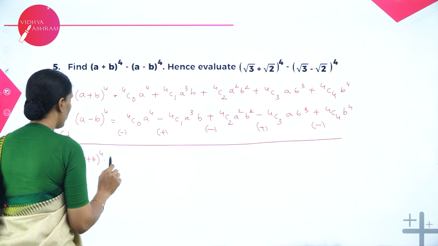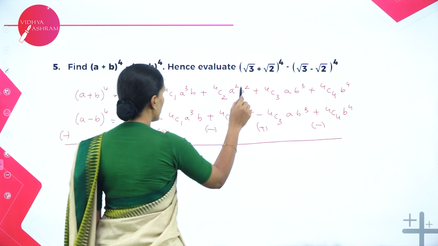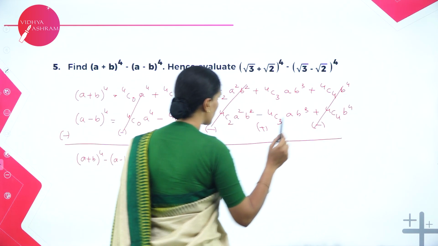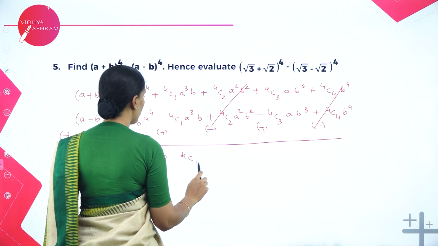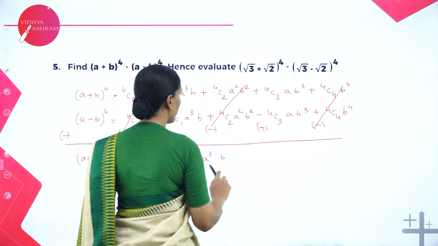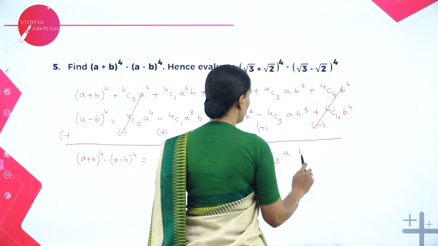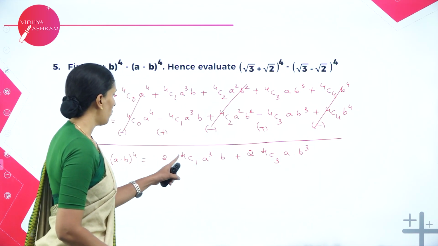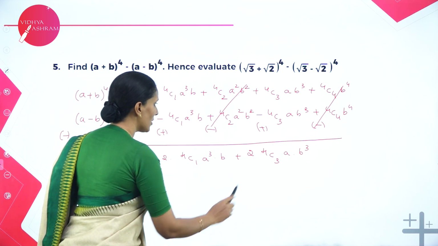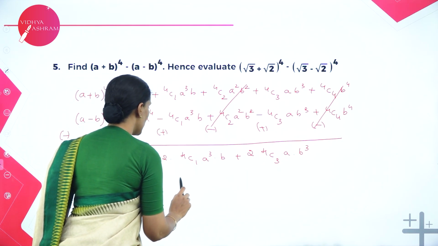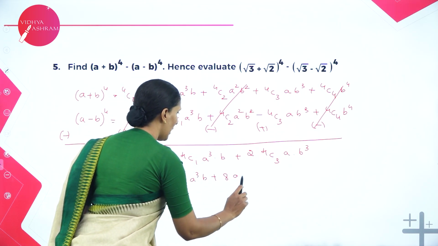(a plus b) whole power 4 minus (a minus b) whole power 4 is equal to... here these two terms cancel and these two terms get cancelled. So we are left with 2 times 4c1 a cube b, next 2 times 4c3 a b cube. Here 4c1 and 4c3 is 4, so 2 fours are 8, 2 fours are 8. So this is 8 a cube b plus 8 a b cube.